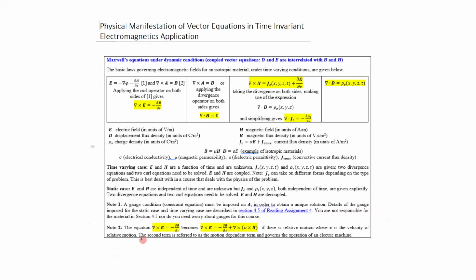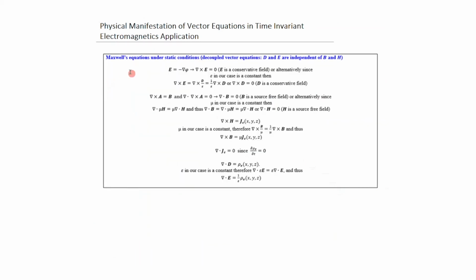The second note is that the equation curl of E equals minus dB/dt becomes curl of E equals minus dB/dt plus the curl of V cross B if there's relative motion, where V is the velocity of relative motion. This second term is referred to as a motion-dependent term and governs the operation of an electric machine. By the way, this expression is derived from first principles in one of the appendices, I believe Appendix D, in reading assignment 4, but again, you are not responsible for this material. You might want to look at this in future if you get into more details.